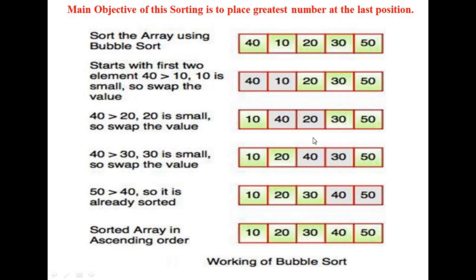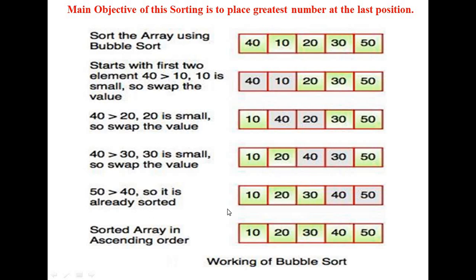Then in the next step, we compare the second and the third element, 40 and 20. Again 40 is greater than 20, and 20 is smaller, so we swap the values. Again we check the next two numbers, the third and fourth, 40 and 30. Again 40 is greater than 30, so they will be swapped.